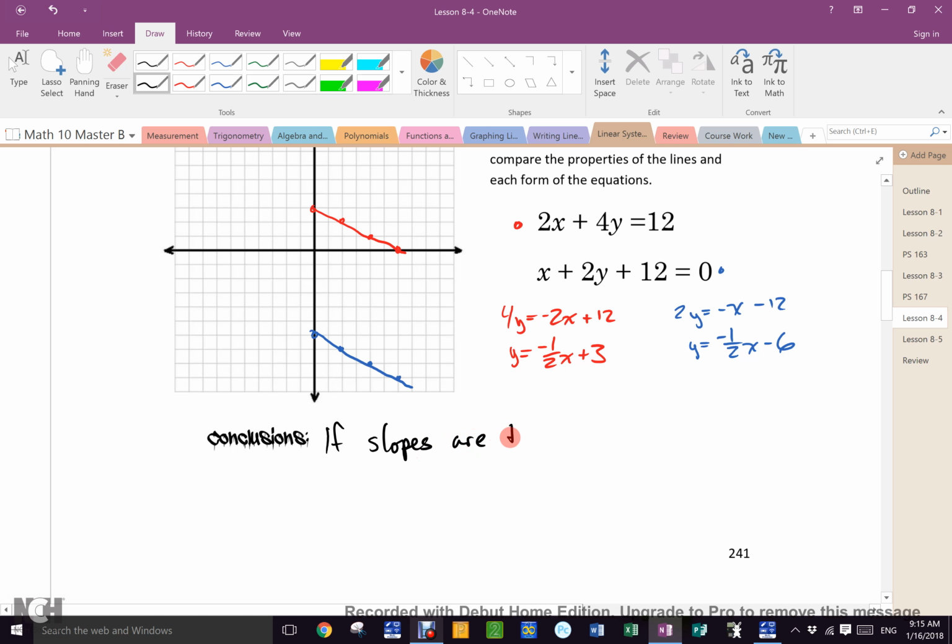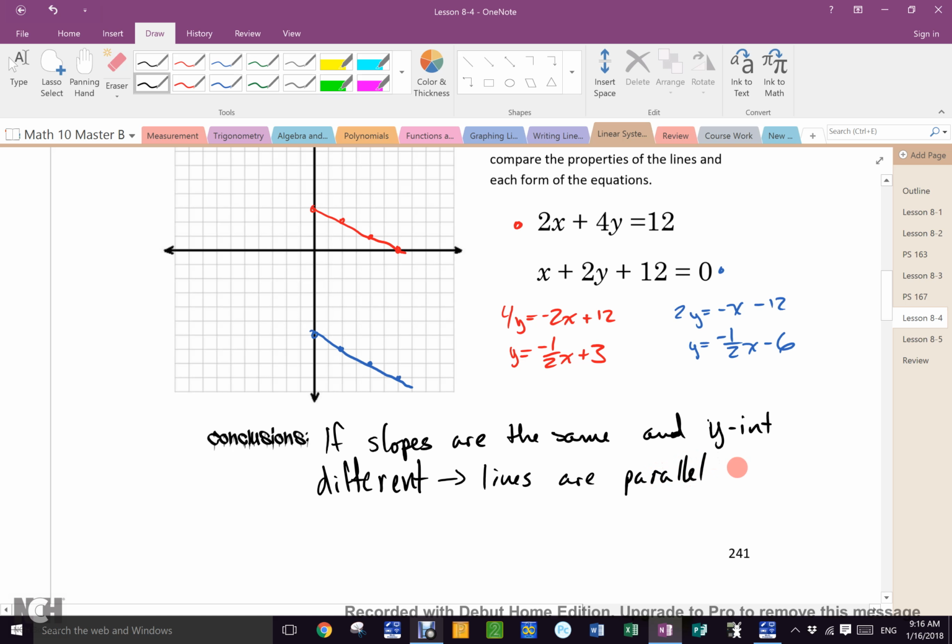If slopes are the same and the y-intercepts are different, then what does that tell us? The lines are what? And if the lines are parallel, what does that mean?